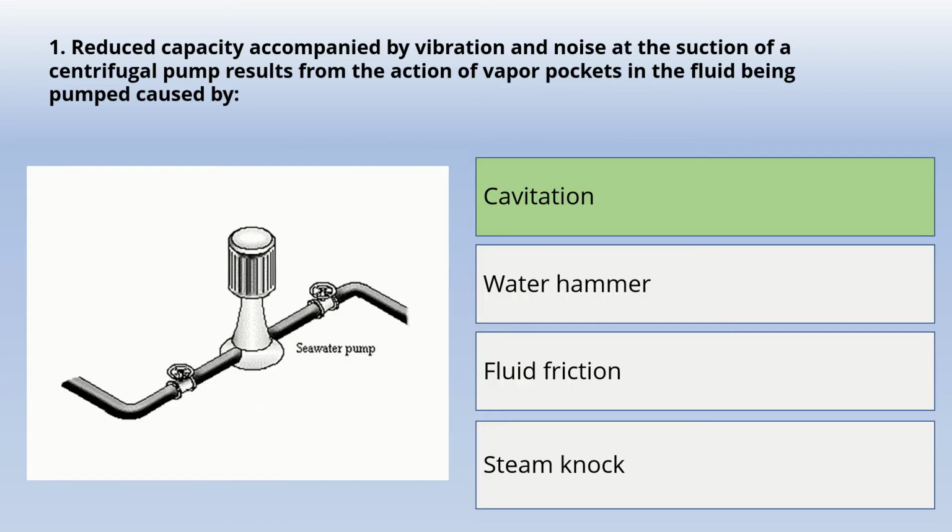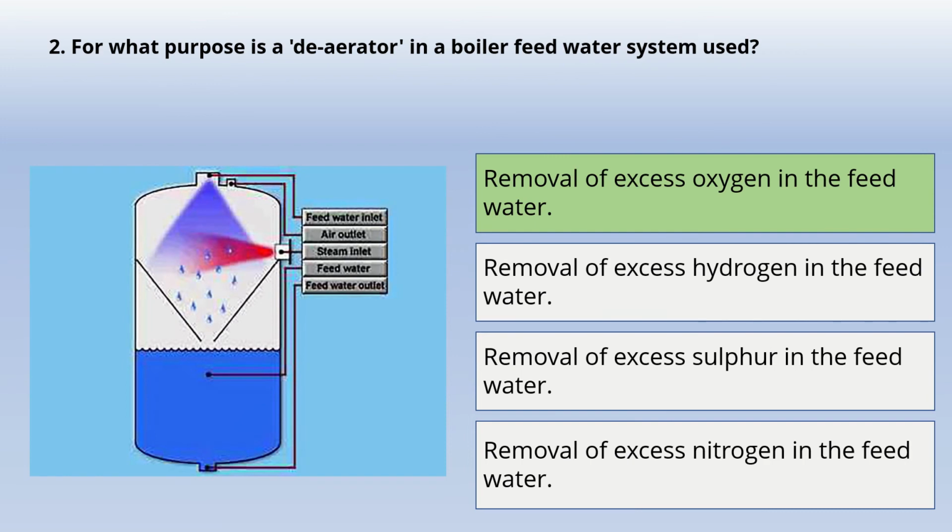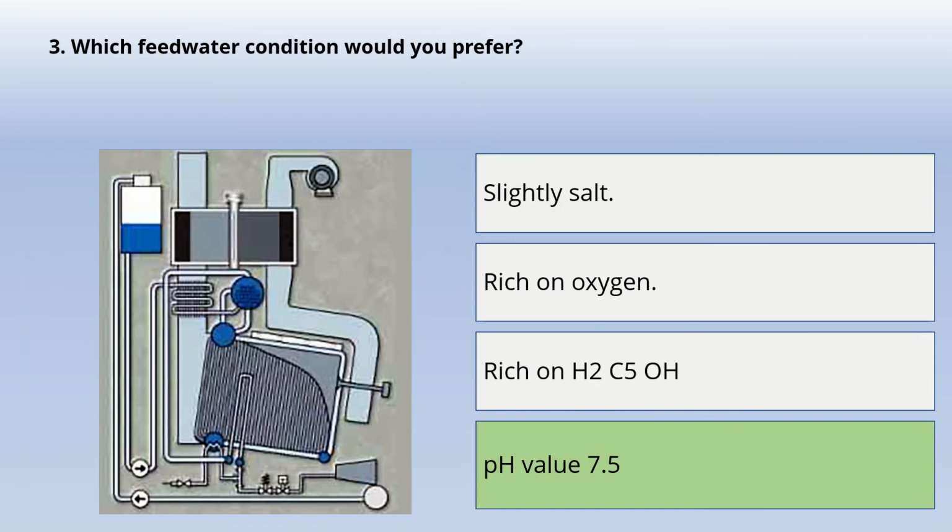Let's summarize what we have studied today. Reduced capacity accompanied by vibration and noise at the suction of a centrifugal pump results from the action of vapor pockets in the fluid being pumped caused by cavitation. For what purpose is a deaerator in a boiler feed water system used? Removal of excess oxygen in the feed water. Which feed water condition would you prefer?